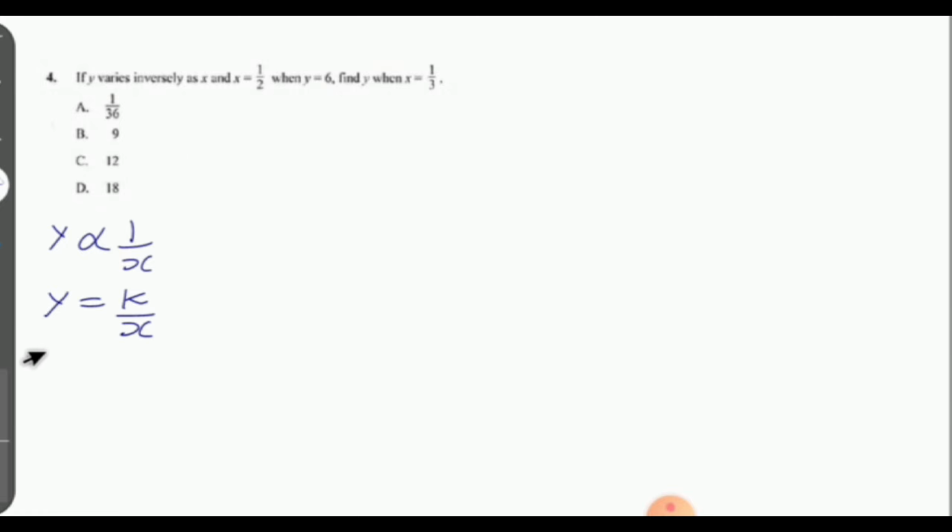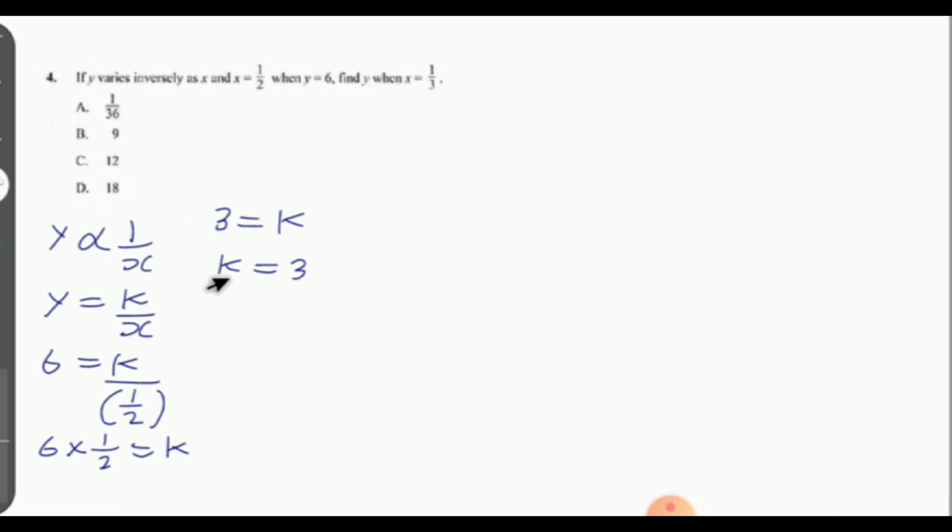So I replace y with 6 equal to this k all over 1 over 2. The next thing I'll do is to cross multiply. That is 6 times 1 over 2 equal to k. Now 6 times 1 over 2 will give me 3. So I'll write 3 equal to k. So k equal to 3.